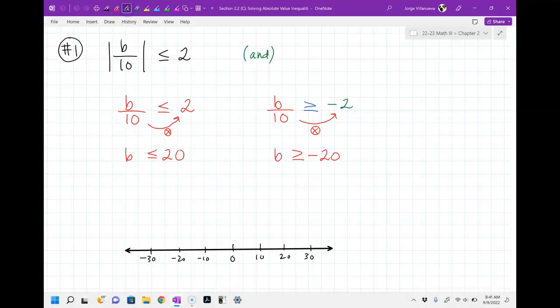The first graph, b less than or equal to 20, tells me I should have a solid dot. It goes this way. Less than or equal to, less than is left, right? Make that connection. If it sounds like an L, you're going to go left. So less than is left. The other one says b greater than or equal to negative 20. So negative 20, greater than or equal to, it's a solid dot. And I go this way.